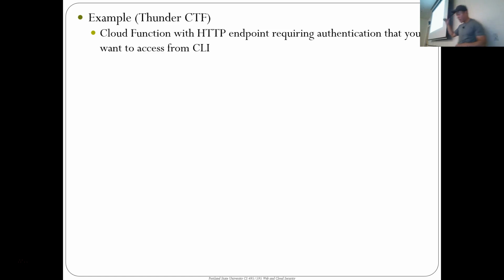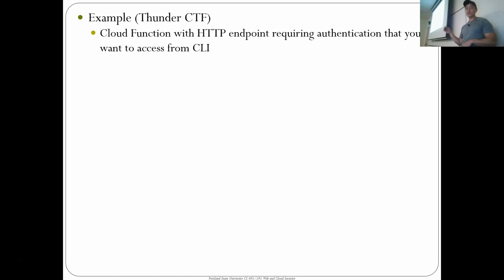So I'm going to walk through an example of what you'll be doing in Thunder CTF with these tokens. In one of the levels, you'll have a cloud function. This is a serverless function that has an HTTP endpoint, and this HTTP endpoint requires authentication. So it's not just a website. It's requiring you to provide an OAuth token in order to get access to whatever's behind it.